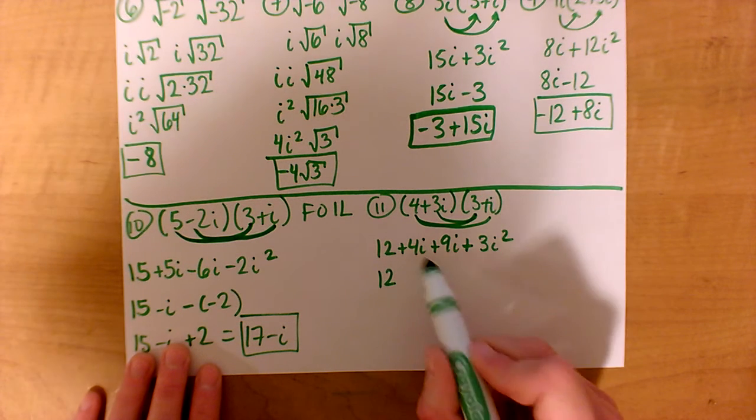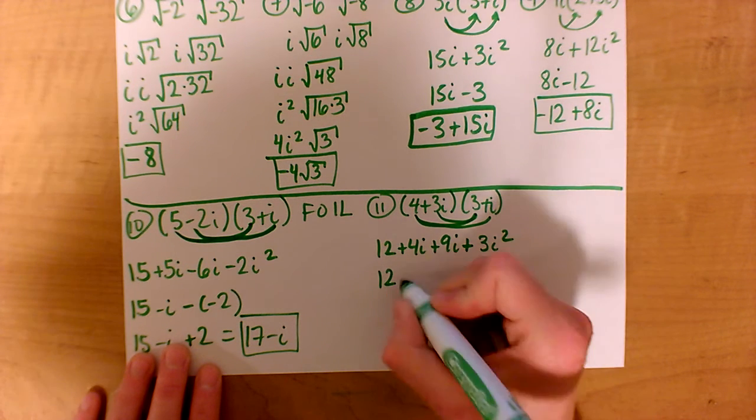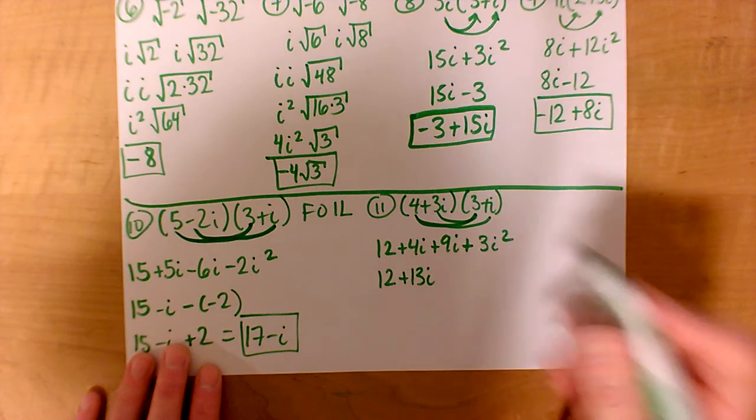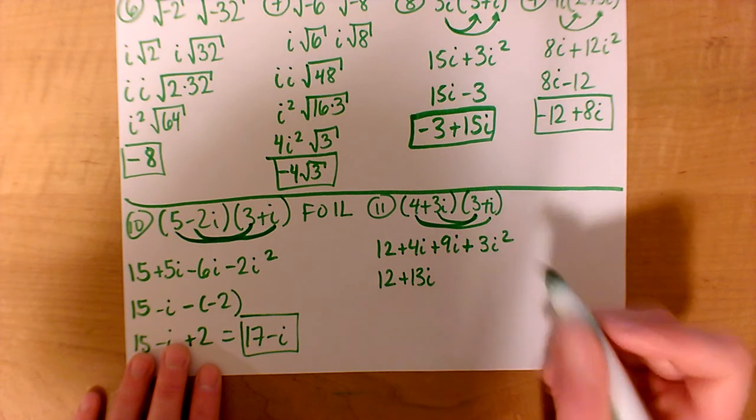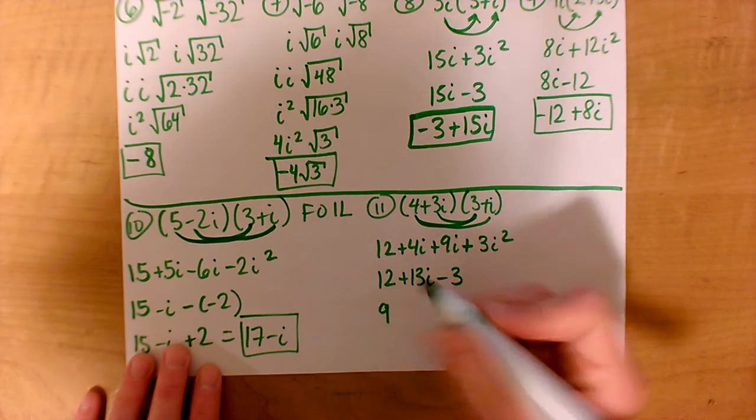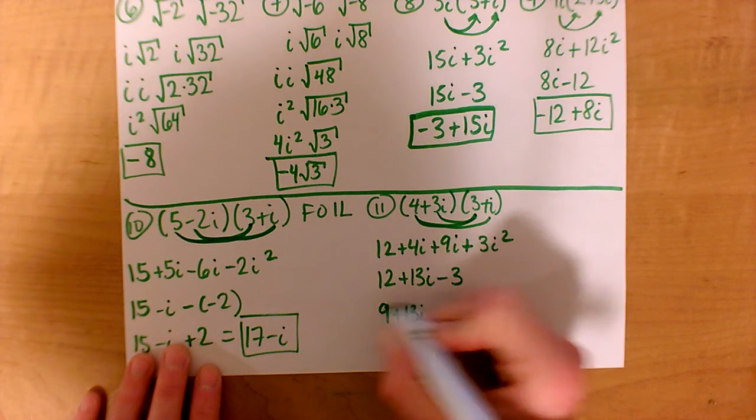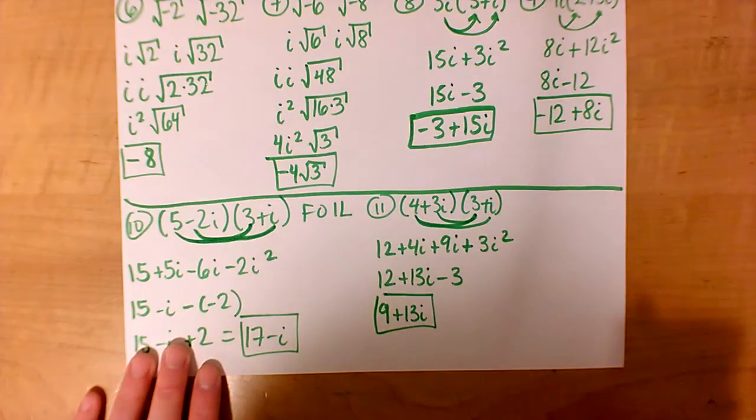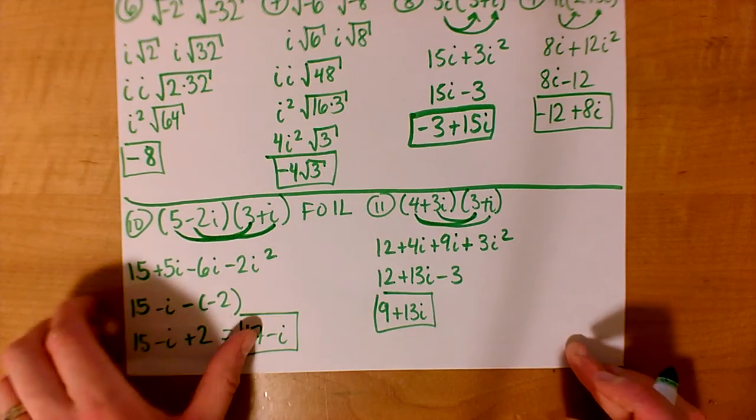So I'm going to have 12, and then 4i plus 9i. Well, 4 plus 9 is 13i, and then 3i squared, that i squared becomes a negative, so minus 3. So 12 minus 3 is 9, so I'll have 9 plus 13i for number 11. For number 12, that's going to be one that we're going to have to FOIL out.